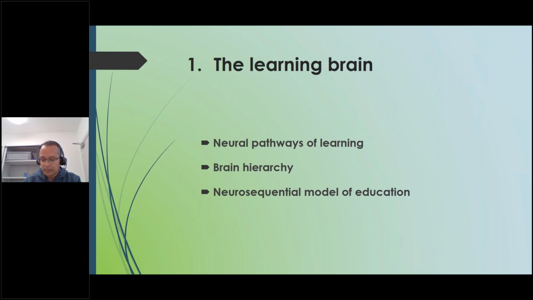So in the first section, we'll look at the learning brain. And in this, we'll look at a few different things. We'll look at the neural pathways of learning. So this is the hardware of the learning process, and how the brain hierarchy impacts on our availability or ability to learn. And we'll look at a neurosequential model of education that was suggested by Dr. Bruce Perry, which kind of again is a way of engaging learners so that they are present to our instructions.